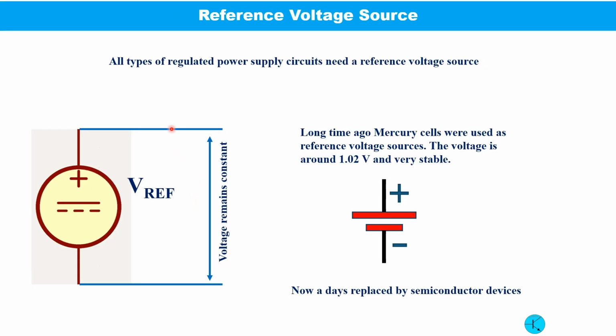All types of regulated power supply need a reference voltage source. A voltage source whose voltage remains constant over time. Long time ago, mercury cells were used as reference voltage sources. The voltage is around 1.02 volt and is very stable. Nowadays, these mercury cells are replaced by semiconductor devices.